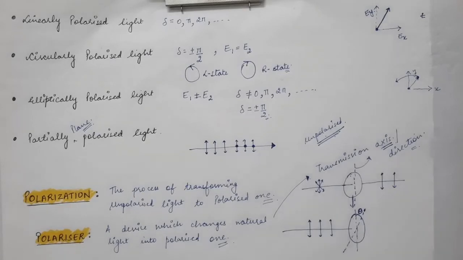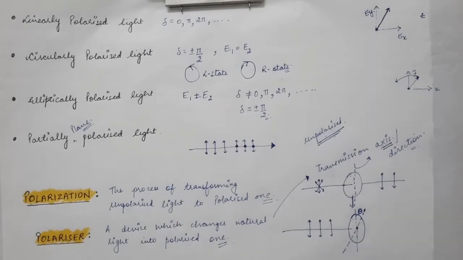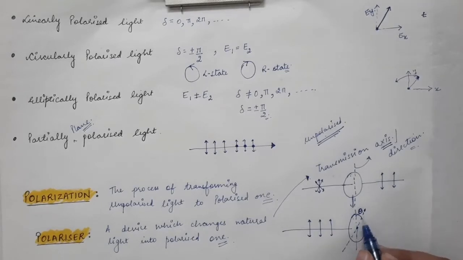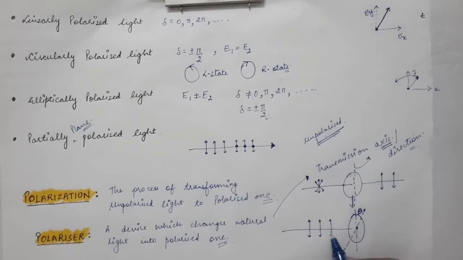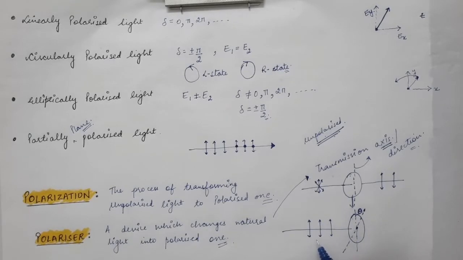So what happens in this case? This electric field, which was earlier parallel to the transmission axis, easily got passed through the polarizer. But now the electric field vibrations are the same, but the polarizer has been rotated by theta angle. Therefore the transmission axis now makes an angle of theta with the electric field vibrations of the incoming wave.